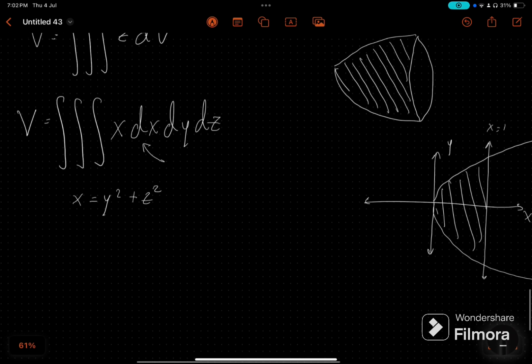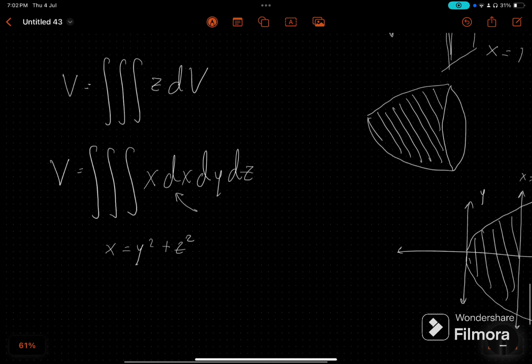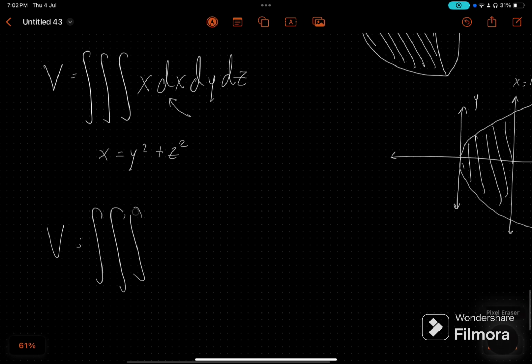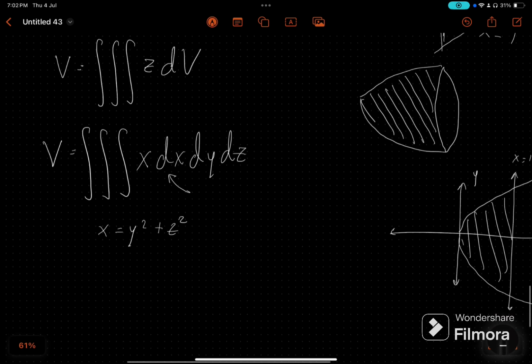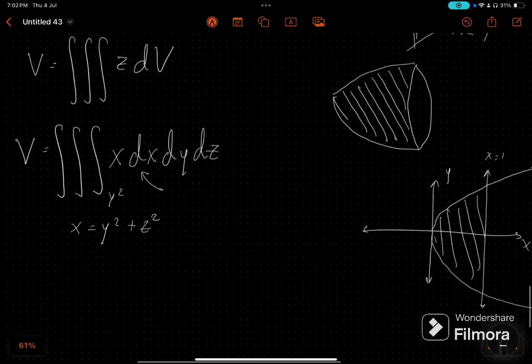Also, we can convert to polar coordinates. So there's more than one way to do this. Now let's do it our way. V equals the triple integral of x dx. We already wrote that. Let's just do this. Let's start from x equal to y squared plus z squared up to 1.